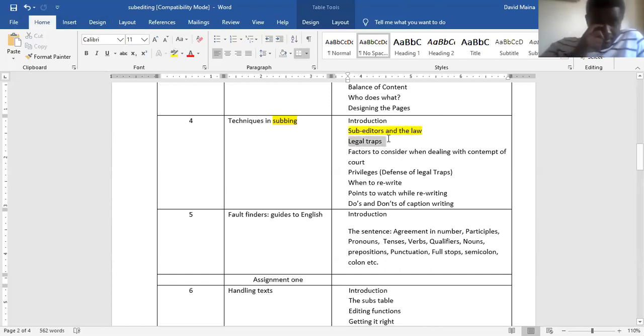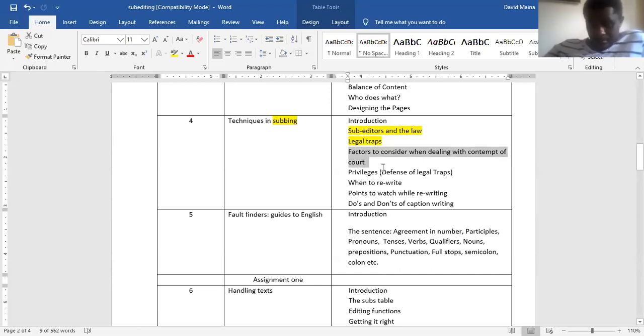Then the legal traps. Legal traps are simply the laws. The legal traps are things that you should avoid as a journalist. Things like defamation, you should be able to avoid defamation. When you're talking about defamation, you're talking about written defamation, which is libel. We are going to look at factors to consider when dealing with contempt of court.